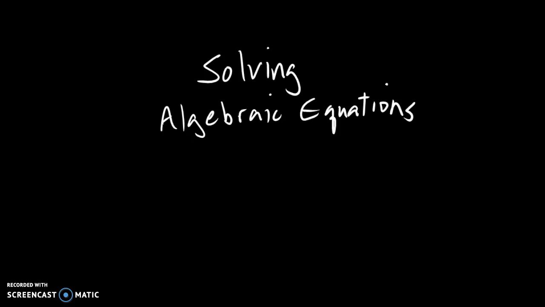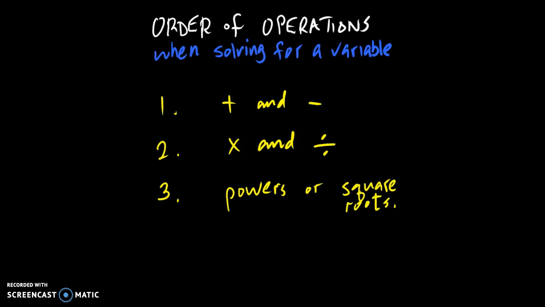Alright, this is about solving algebraic equations. When you're solving an equation for a variable, these are the order of operations that you use to rearrange the variables to get the solution. First, do any addition or subtraction that's necessary, then any multiplication or division that's necessary to solve for the variable, and finally a power or a square root might be necessary to get a final solution. So make sure you go in that order and you should be okay.